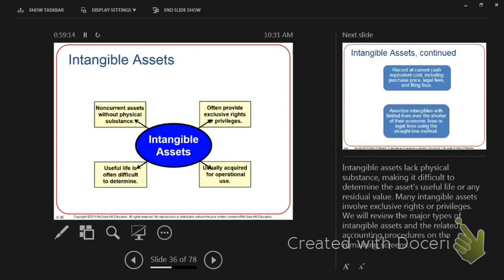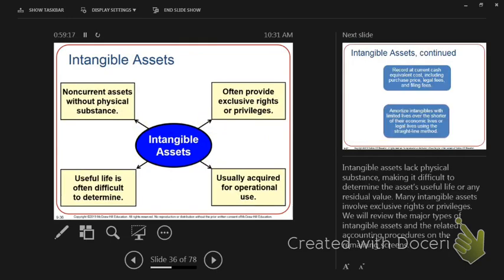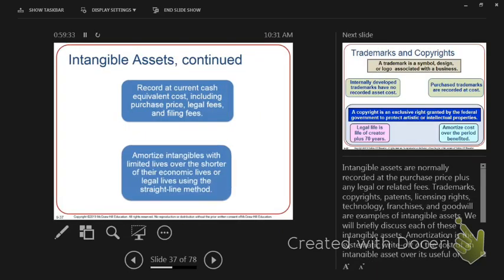Intangible assets are things we can't touch. All right? They're usually something like an exclusive asset, an exclusive right to do something. That's what an intangible asset typically is. Or some type of operational use. It's very difficult typically to determine the life of an asset when it's intangible. You're usually going to put it down at the price that it costs plus anything it takes to get it. Remember we talked about land and building and property? Everything it takes to get it running is the cost. Same with an intangible asset. Everything it takes to get it.